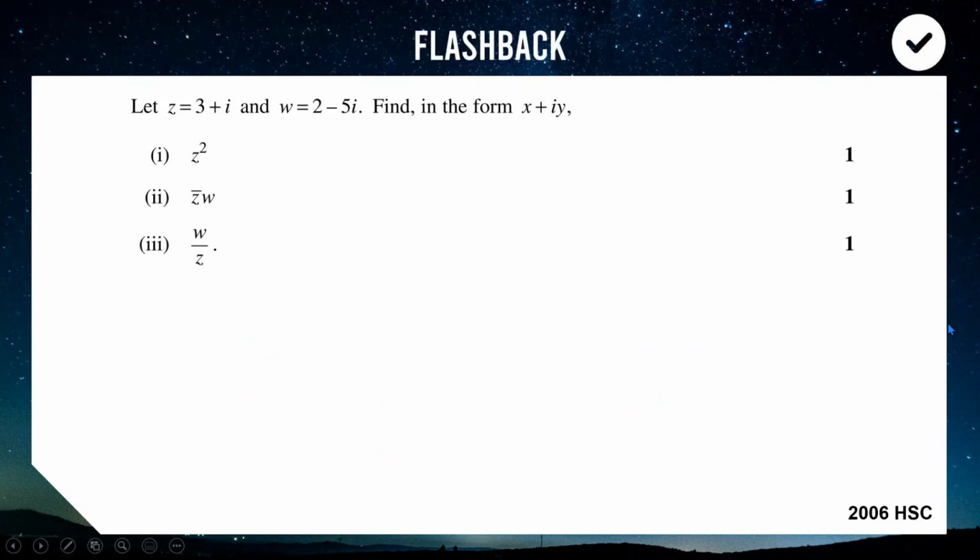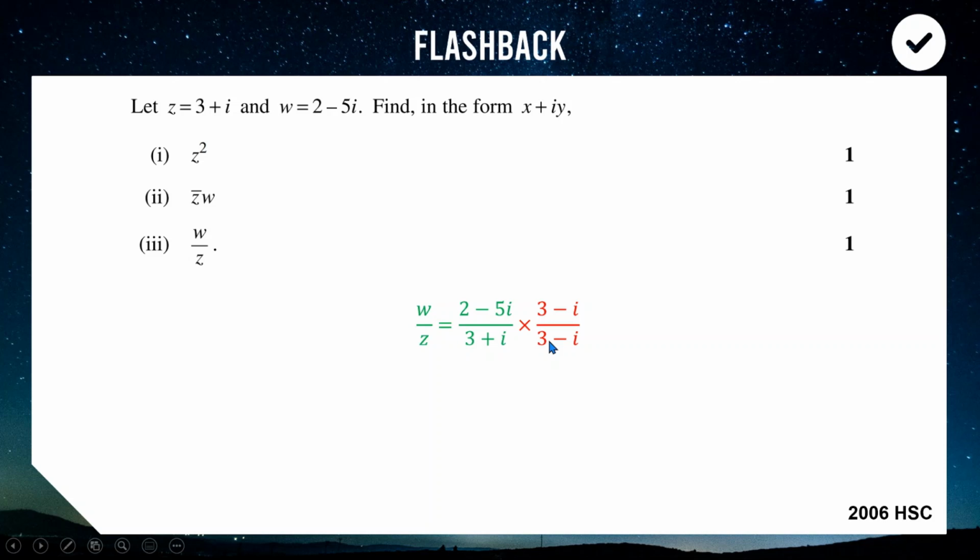Okay, and for the last part, this part's a little bit trickier. We did these in the last lesson. We're doing w over z as a fraction, and we want to write it in the form x plus iy. Okay, this means we need to realize the denominator, which means we're going to multiply top and bottom by the conjugate of the denominator, which again is 3 minus i. On the top, we've got w times z conjugate, which we already did in part 2, so we have the answer for the top.